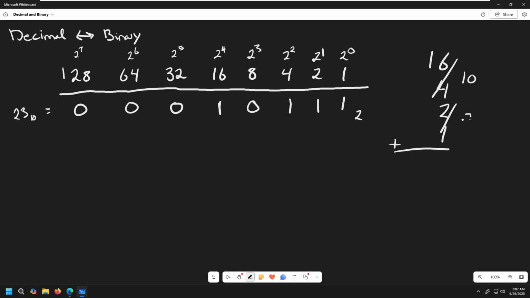Oh, sorry, I clicked the button. Is 3. That gives us 13. Carry the 1, and we add those two together to get 23. And indeed, we did do our calculation correctly.